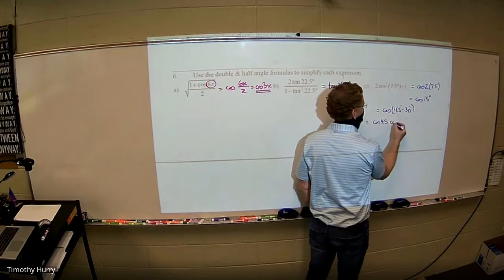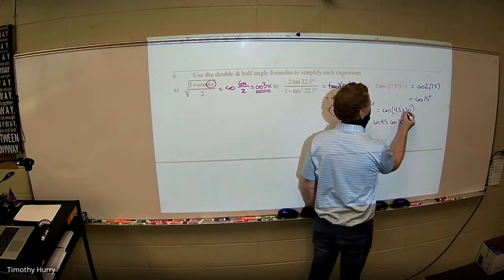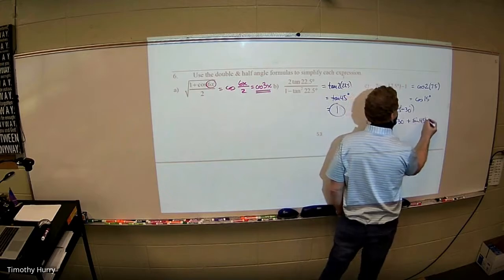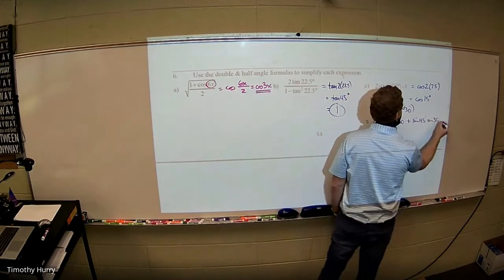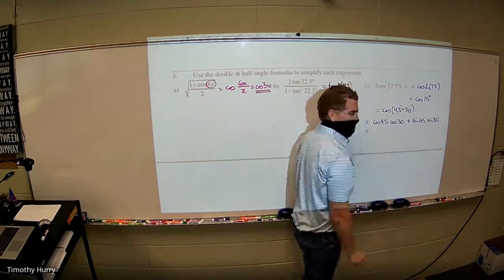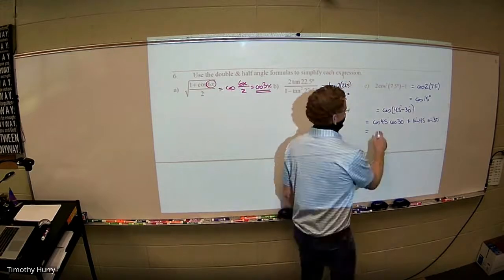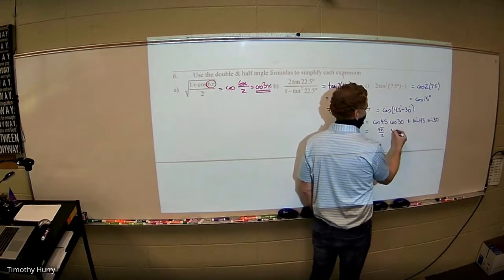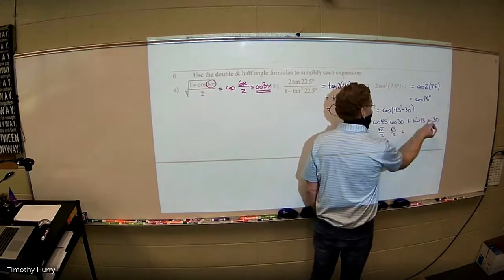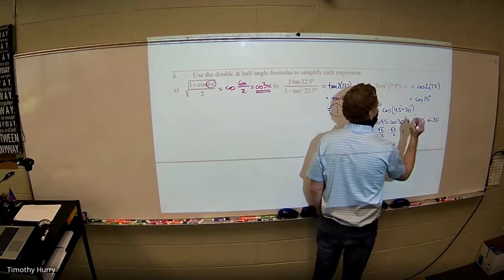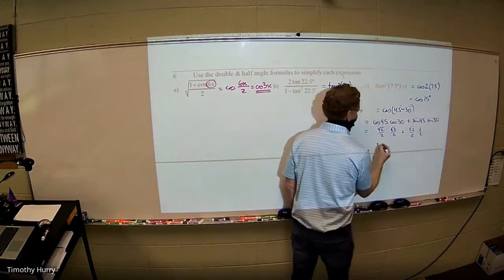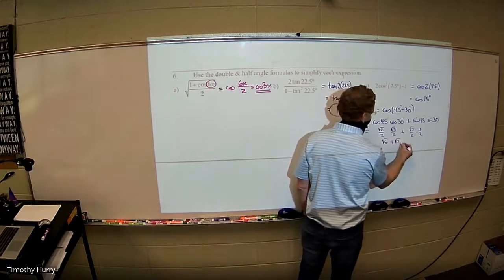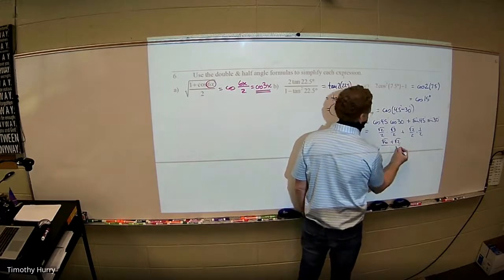Cosine first, cosine second, plus sine first, sine second. And then all you have left is a unit circle barrage at this point. Cosine of 45 is root 2 over 2. Cosine of 30, root 3 over 2. Sine of 45, root 2 over 2. Sine of 30, a half. So in the end, a root 6 over 4 plus a root 2 over 4, which is root 6 plus root 2 over 4.